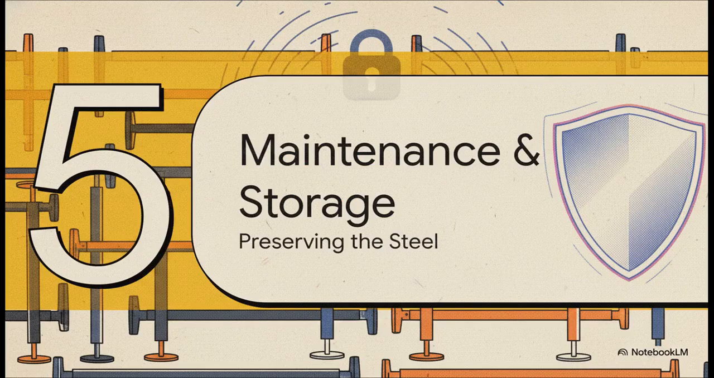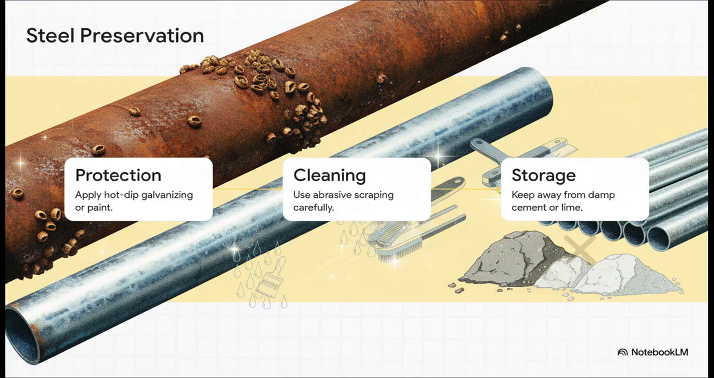All right, on to Section 5, Maintenance and Storage Tutorial. Preserving the steel. So we've built our scaffold, but how do we keep it safe over years of intense use? Because let's face it, the elements are a scaffold's worst enemy. Step 1 for longevity is surface protection. Atmospheric corrosion is relentless, so tubes absolutely must be protected by varnishing, painting, metallization, or hot-dipped galvanizing.